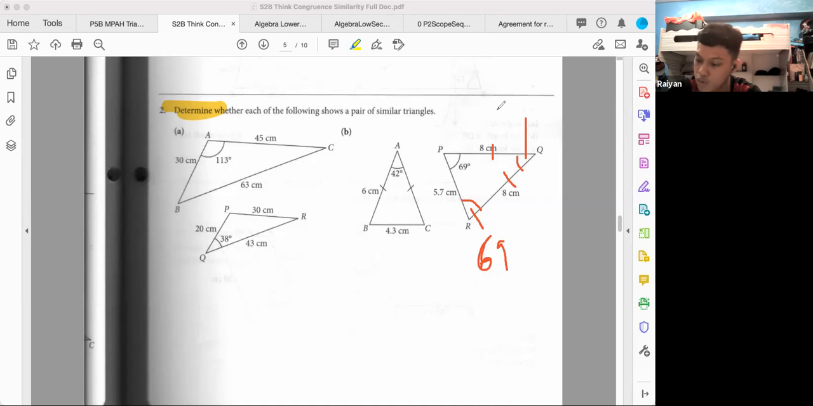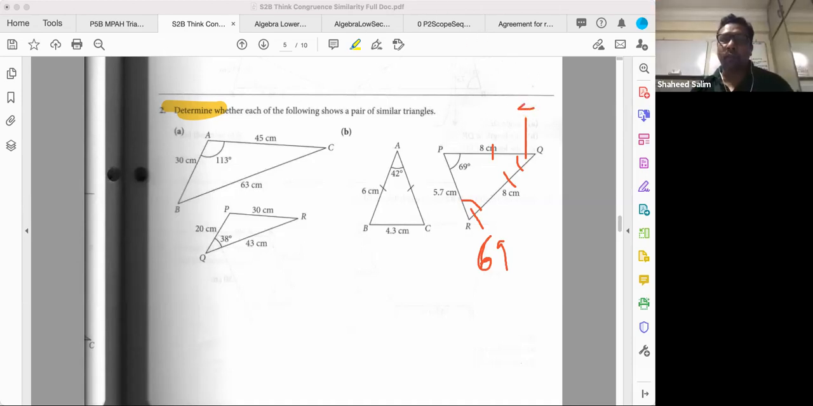You see down here 42. Now the triangle on the left is also an isosceles. 42. So below must be 69. You take 180 minus 42, you will get 138. Divide by 2, you get 69, 69. So now, when all three angles are the same, confirm similar. Yes.